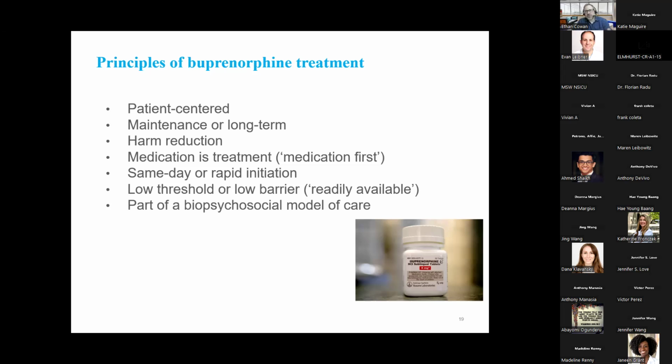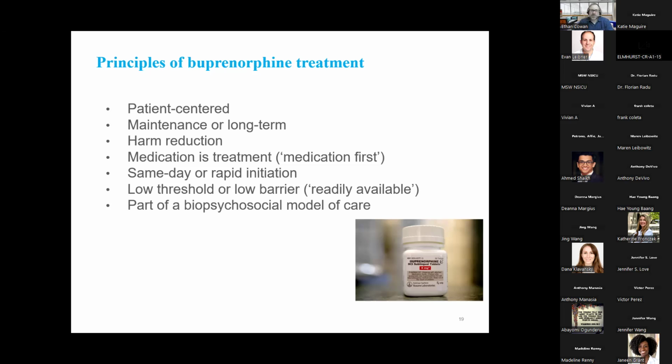When we're starting a patient on buprenorphine, there are a couple principles that we want to highlight. One is that this decision should be patient-centered. So it should be something that the patient wants. After a discussion about treatment initiation, is buprenorphine the right option for you, or is methadone the right option for you? When we think about buprenorphine or methadone, we tend to think about long-term treatment.